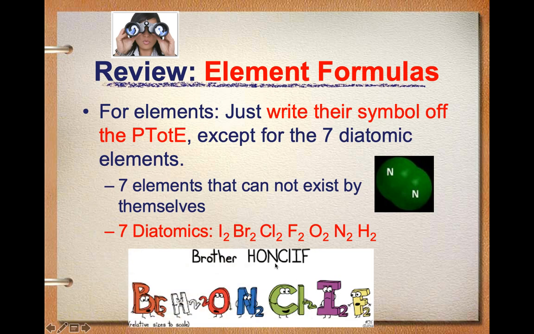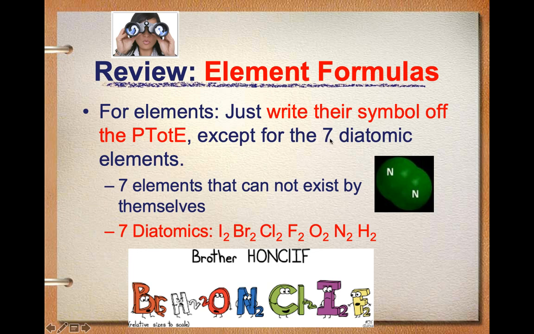Brother, Cliff. A silly little sentence to help you remember the 7 diatomics. The brother is representing bromine, so Br, like brother, for bromine, and then H for hydrogen, O for oxygen, N for nitrogen, Cl for chlorine, I for iodine, F for fluorine. Brother, Br, Cliff. So just a silly thing to help us remember those 7 diatomics, because there's 111 elements that you just write their symbol like normal.